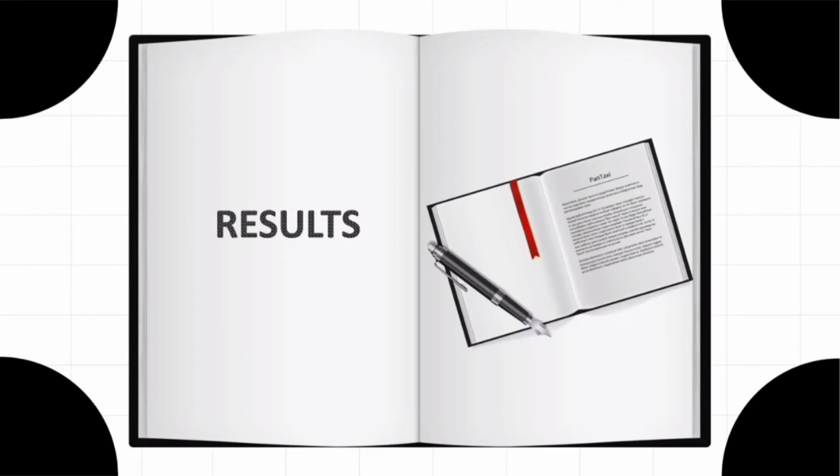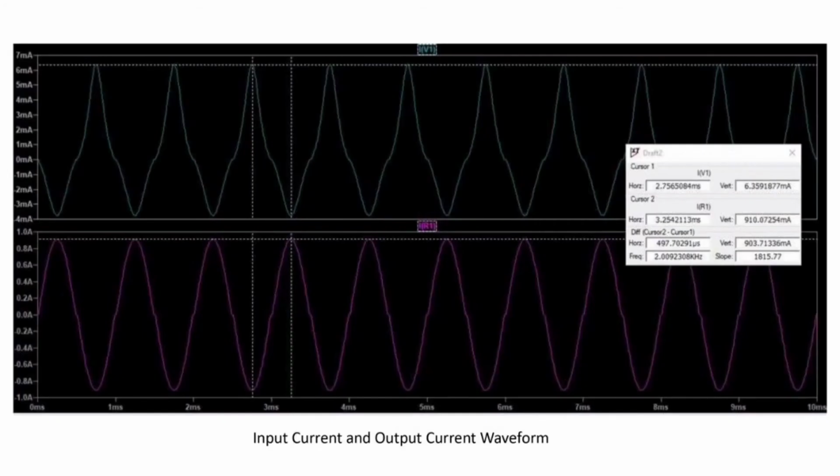Result. This is the result for input current and output current waveform. From the simulation, we got the input current is 0.36 mA and output current is 0.9 ampere.